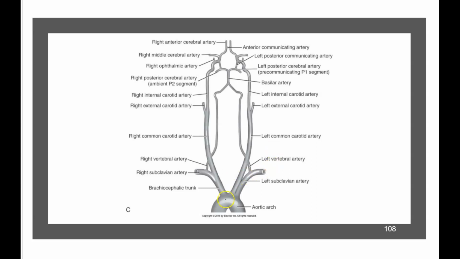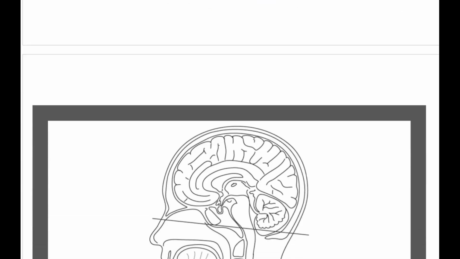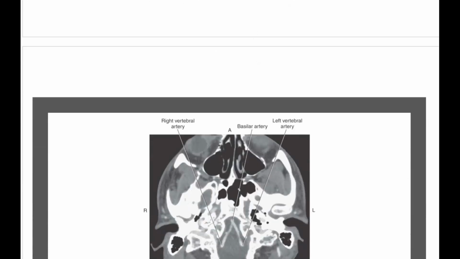Okay, coming off the arch. So here's our brachiocephalic trunk. Here's our right subclavian. Right here is our right vertebral artery. So here's our common carotid artery. Here's our external and our internal. Now the external does swing in and before it swings back out, okay? So it comes up, and here is our right middle and our anterior, with our anterior communicating in between. Okay, so you see the verts coming up, and it joins for the basilar.